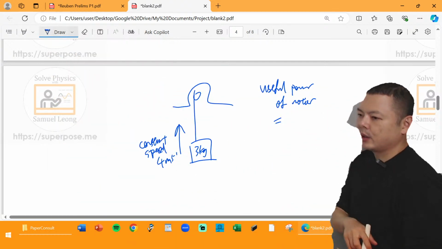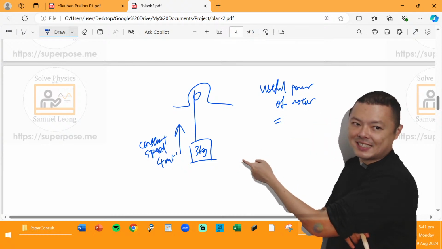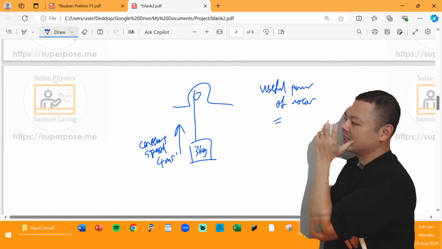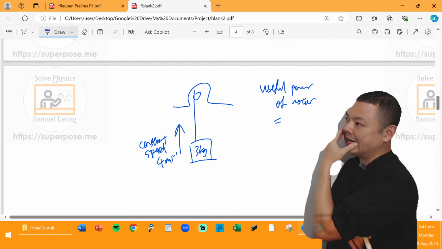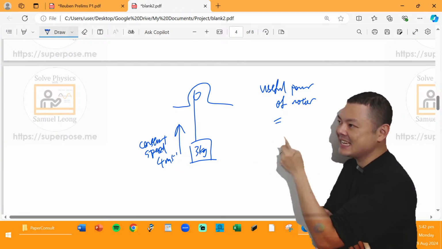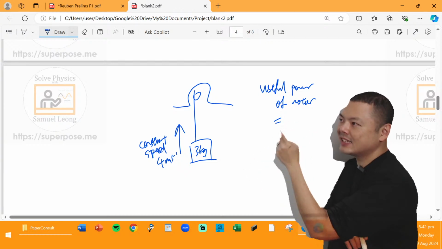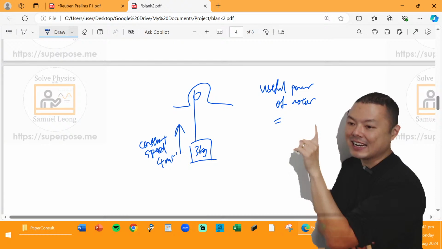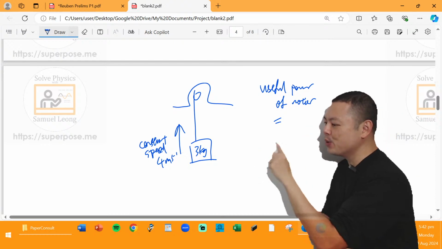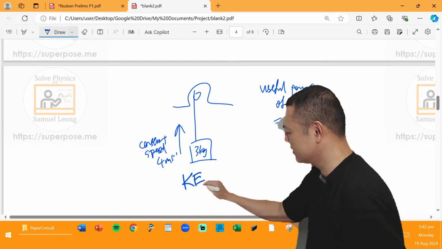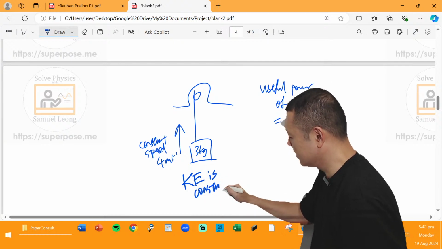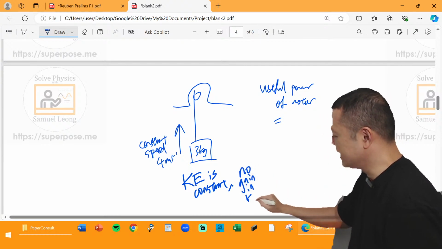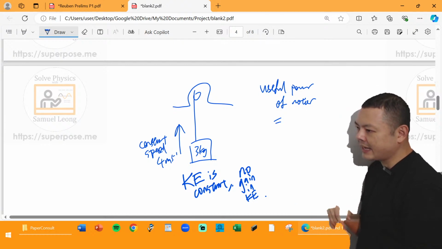In this case here, you've got to understand that the speed is constant, which means that the KE is constant, which means that the motor doesn't help the mass to gain KE. So in this situation, KE is constant, there is no gain in KE.